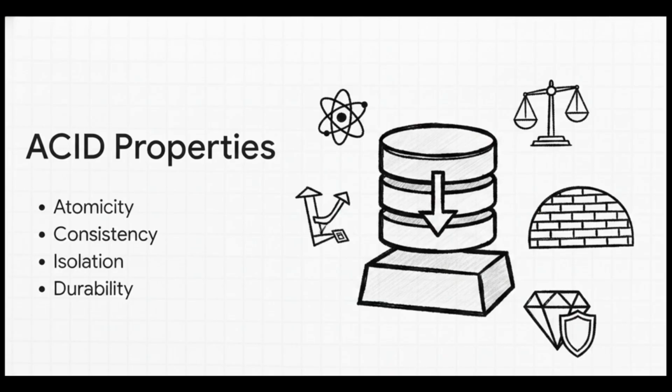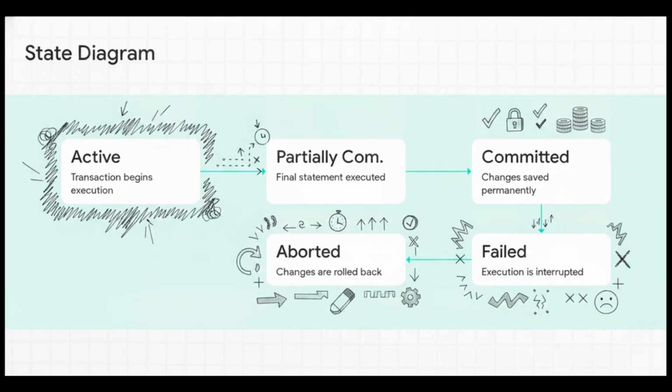A transaction actually lives a pretty perilous life. It wakes up in an active state, just processing data. As it runs, it might move to a partially committed state. If all goes perfectly, boom, it reaches the committed state, which means success. But if something goes wrong, it hits a failed state and ultimately gets aborted. Interpreting this flow is really your first step to truly managing database transactions effectively.